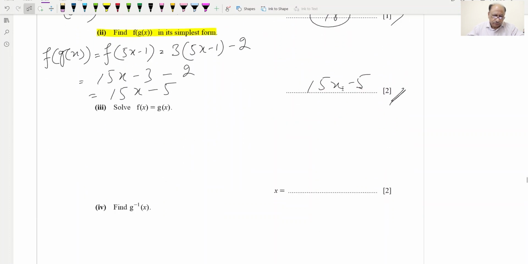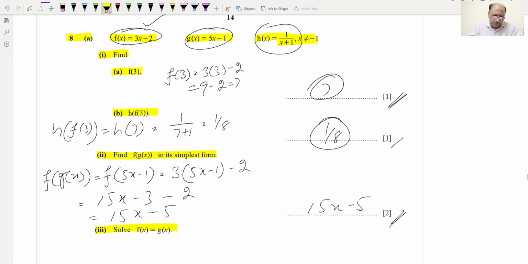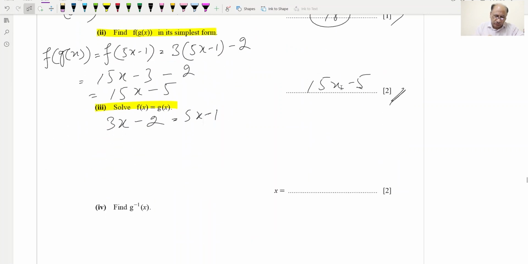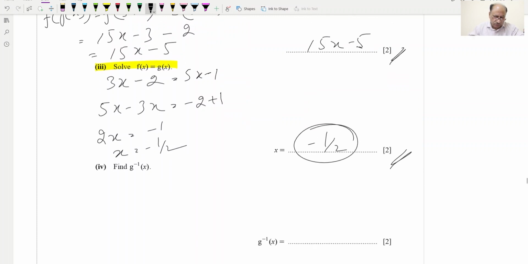Now we can solve this. So f of x is equal to g of x. So f of x is 3x minus 2. So we can write here 3x minus 2 is equal to g of x, which is 5x minus 1. And now we have to solve this. So we will send 3x to other side, and we will get 5x minus 3x, and we will send minus 1 to other side, so minus 2 plus 1. So 2x is equal to minus 1. So x is equal to minus 1 by 2. So minus 1 by 2 will be our final answer for this 2 mark question.